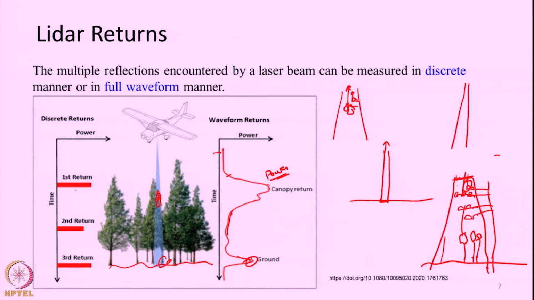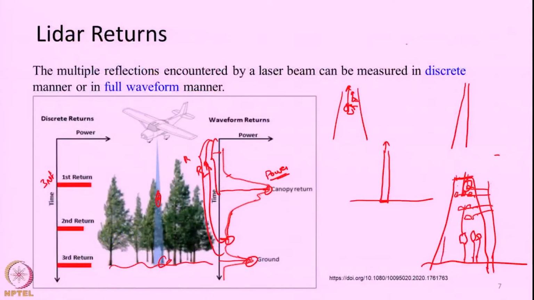Let us say our system is capable of storing 3 returns. So, it will say okay, this is one instant where there was a high power return. So, store the power and the time there. So, this range will be measured, this power will be measured. Then the next power came in here somewhere. So, this range will be measured R2, this power will be measured. Then the third large signal came from the ground. So, this range again will be measured R3 and this power will be measured.